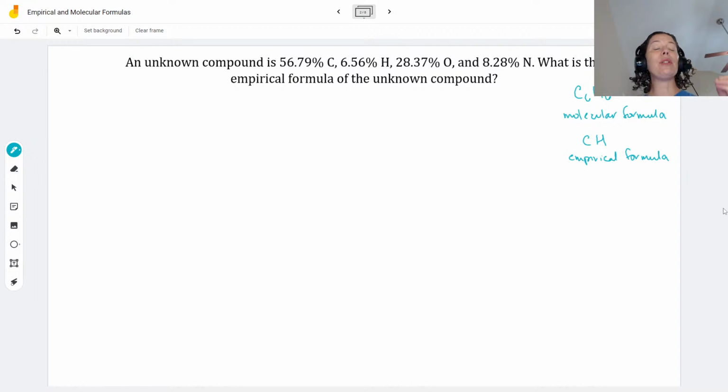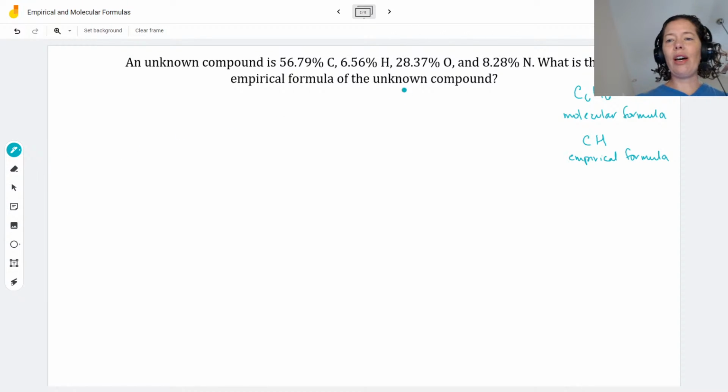Now, sometimes the molecular formula is the empirical formula, and sometimes they are different. This is at the end of the problem. If we are given a molar mass, that is where we will determine if the molecular and empirical formulas are the same, or if we need a multiplier to go from the empirical formula to the molecular formula. Okay, I just wanted to lay that foundation there.